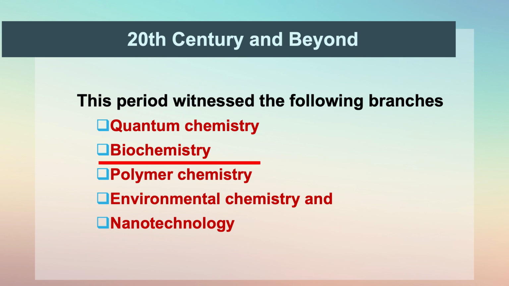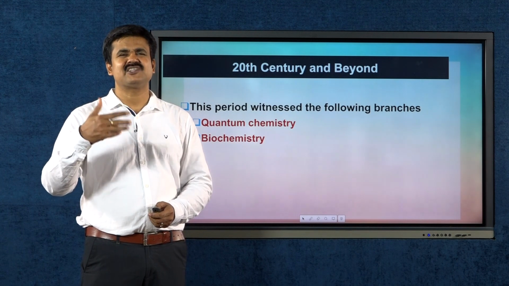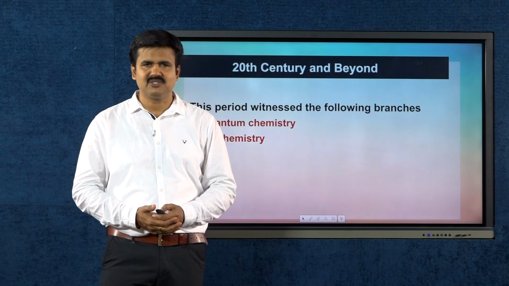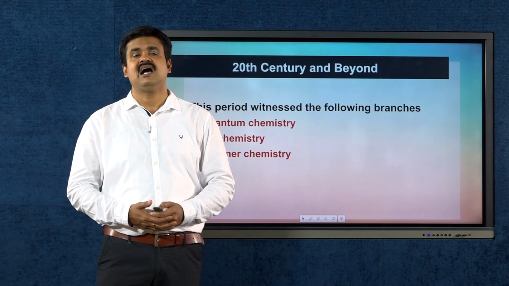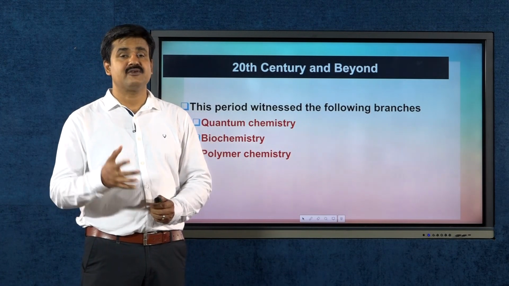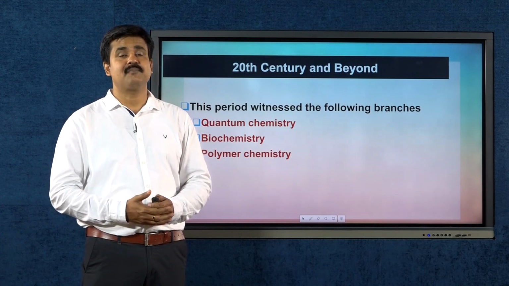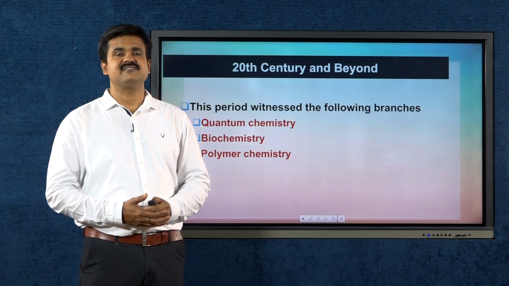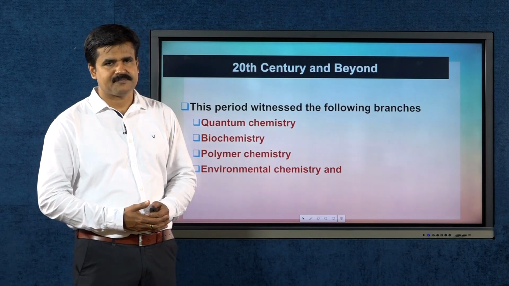Next one is biochemistry. Biochemistry emerged as a special branch of chemistry during the last stage, that is the 20th century and beyond. Biochemistry deals with the chemistry of biological systems. And the next one is polymer chemistry. We have synthesized several kinds of polymers, explored their physicochemical properties, and developed several applications. The chemistry which deals with the study of polymers is nothing but polymer chemistry.